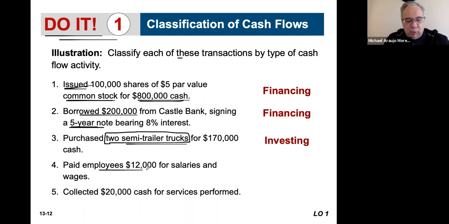You paid employees $12,000. Well, when you pay employees $12,000, you know it's going to be a salaries and wages expense. That's an operating activity. And when you collect cash from customers by providing them services, that's revenue. Revenue is also an operating activity.